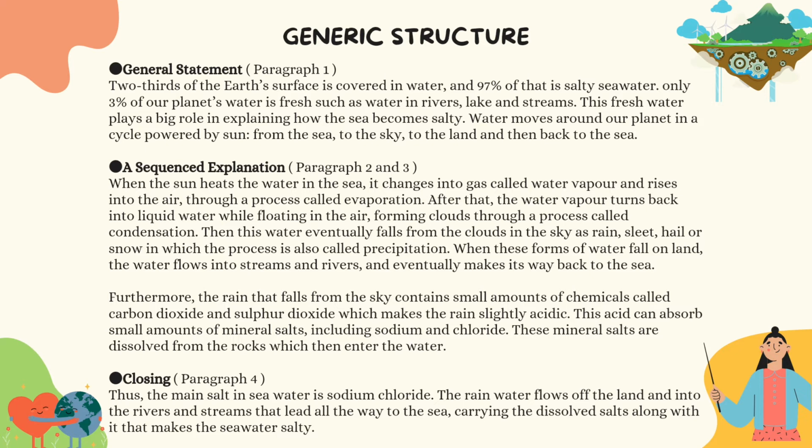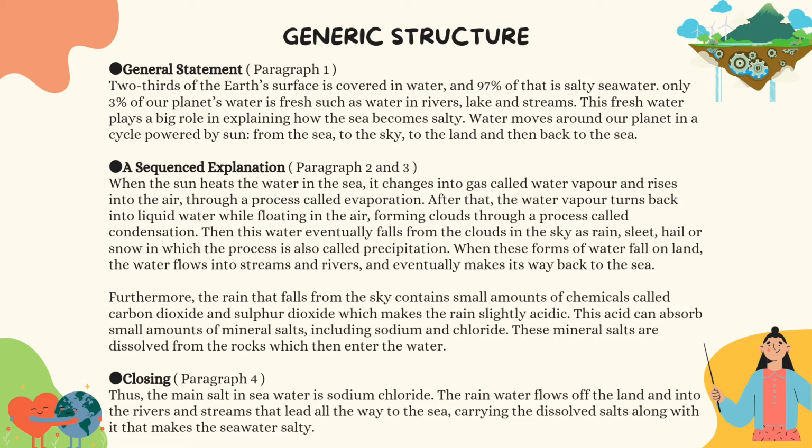After that, the water vapor turns back into liquid water while floating in the air, forming clouds through a process called condensation. Then this water eventually falls from the clouds in the sky as rain, sleet, hail, or snow, a process also called precipitation. When these forms of water fall on land, the water flows into streams and rivers and eventually makes its way back to the sea.